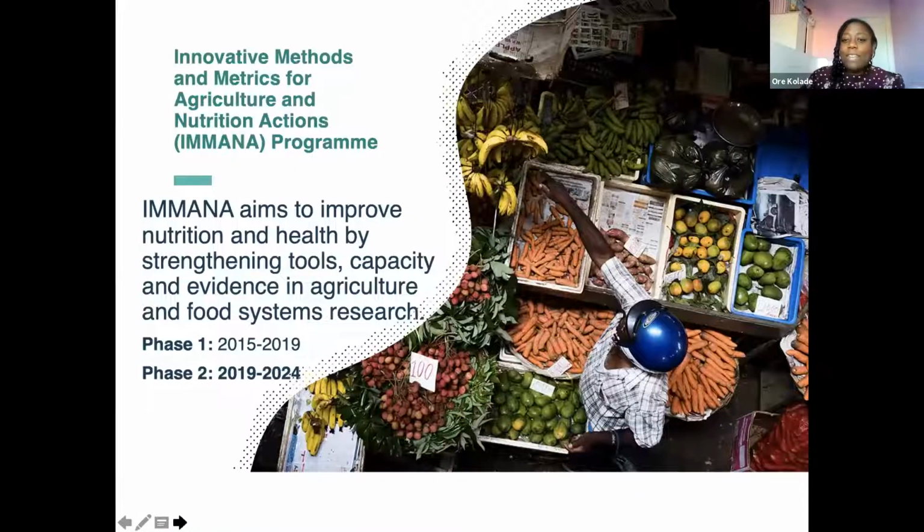The Innovative Methods and Metrics for Agriculture and Nutrition Actions Program started about 6 years ago and is funded by the Foreign Commonwealth and Development Office, FCDO, which was previously known as DFID, and the Bill and Melinda Gates Foundation. The program aims to improve nutrition and health by strengthening tools, capacity and evidence in agriculture and food systems research. And we're currently in phase 2 of the program, which started last year.